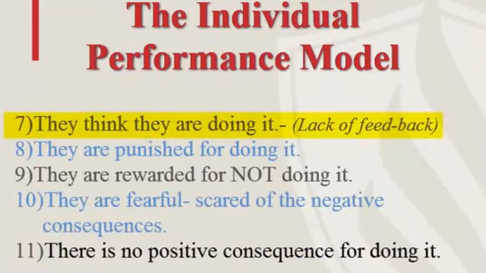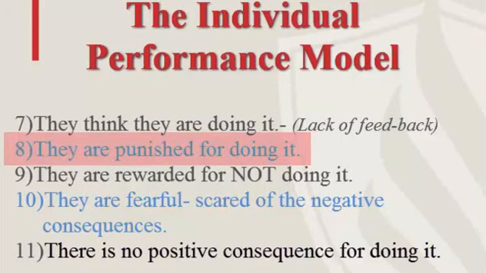And then according to Fornese, number seven is that they think they actually are doing it. So very often the problem is that they're not getting the feedback they need to get them back on track. So in their own mind, they think they're doing the right thing. And here's an interesting one. On his list, number 8 says that often the reason they don't do what they're supposed to do is because they're actually getting punished for doing it.